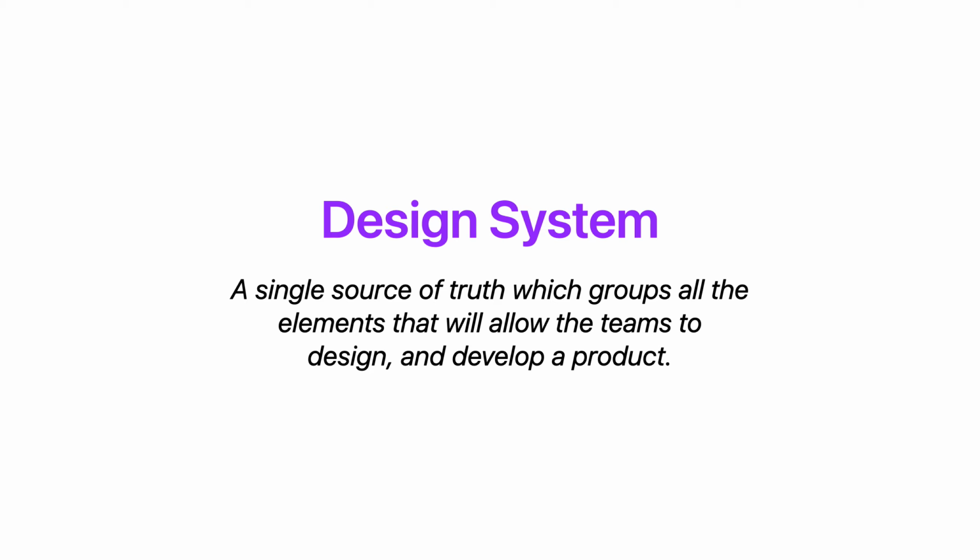A design system is a single source of truth which groups all the elements, which can be components, but also other things that will allow the teams to design and develop a product. So this is both design and engineering. I will be focusing more on the engineering part because that's what I'm more familiar with. But if there are any questions regarding the design side, I will try to answer those.